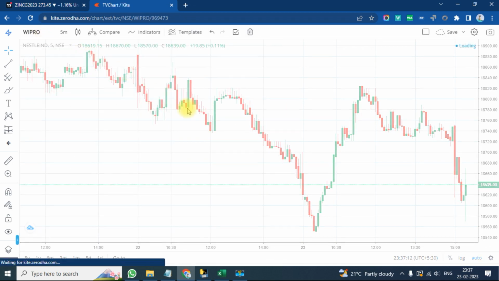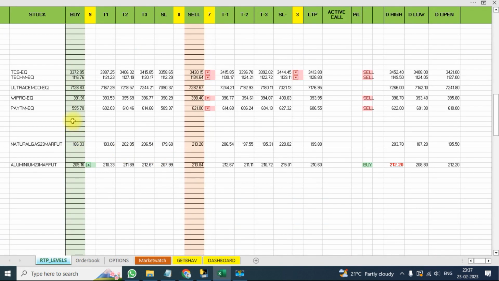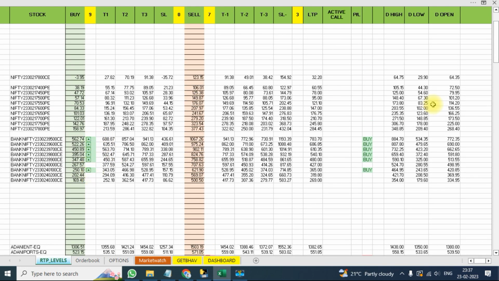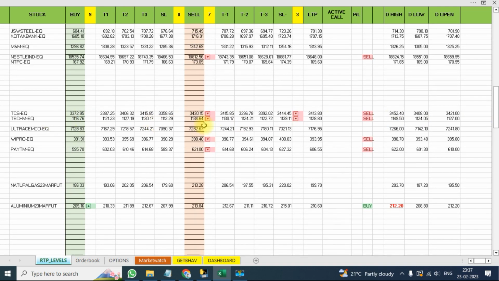You can see this Wipro chart, because these are the stocks which have given a sell signal. Whichever symbols come like this, it means the stock is at the entry levels. Whichever stocks are at the buying levels will show like this. You can see Banknifty and others, we had buying signals here. In the same way, these stocks got selling signals at this point.